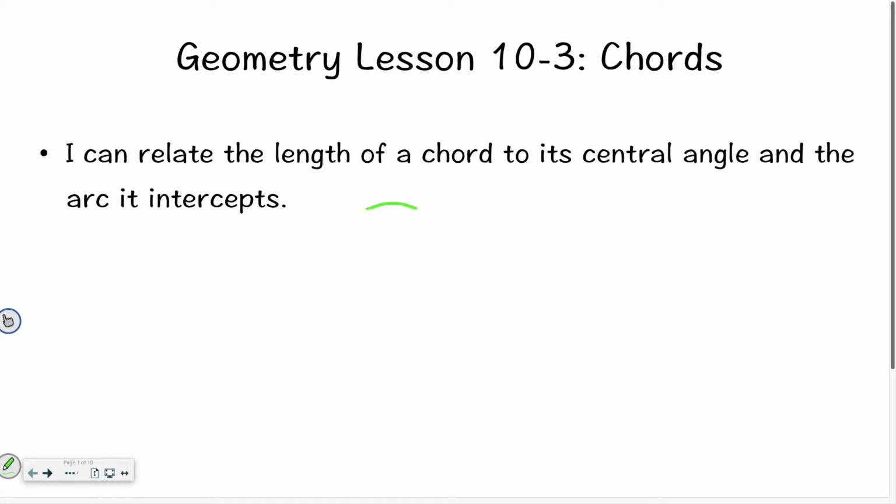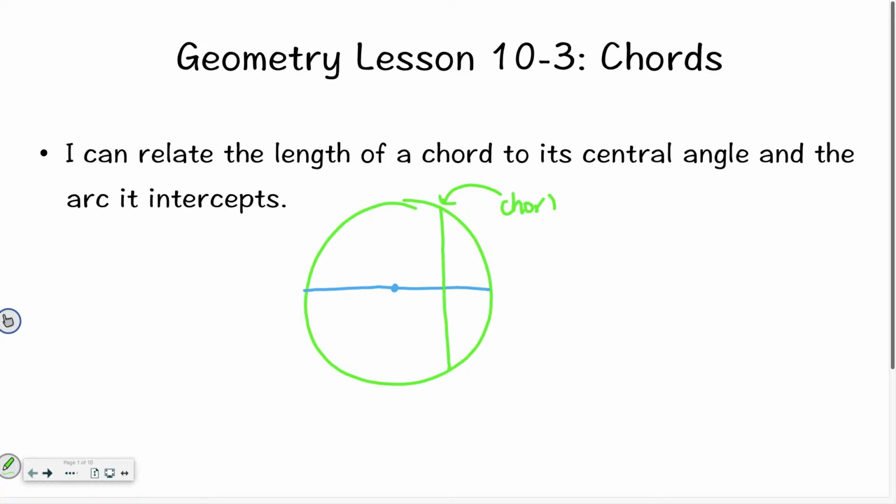So let's quickly refresh your memory on what a chord is. We've talked about, okay, here's the center of a circle, here's the radius. If we go all the way across, it's a diameter. But if I draw something that does not go through the center of the circle, that is called a chord, okay? So that's just your quick little refresher on chord.